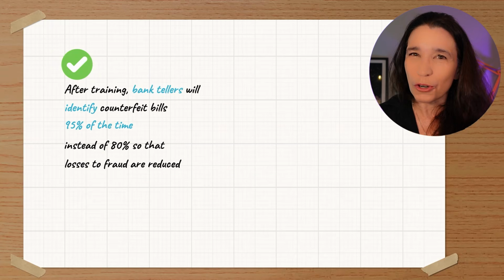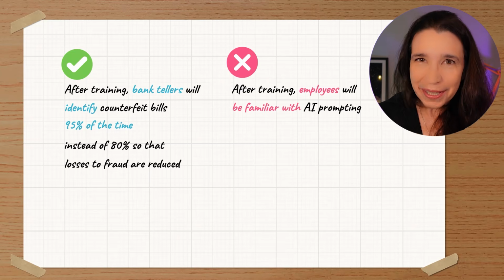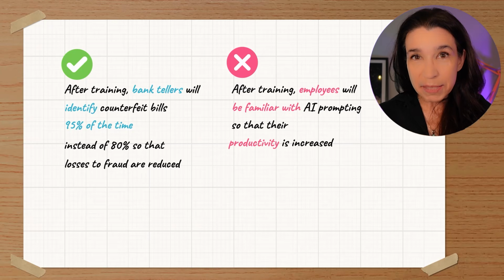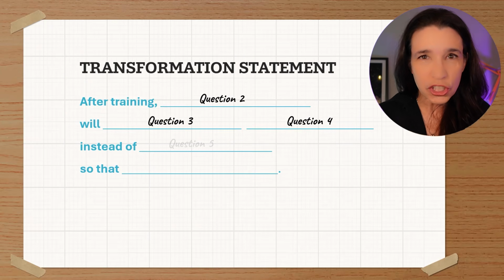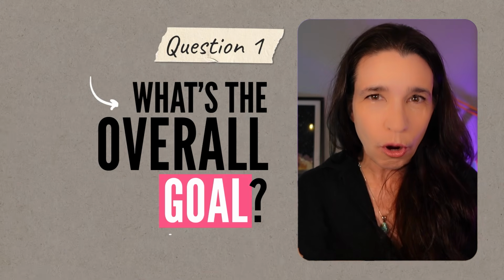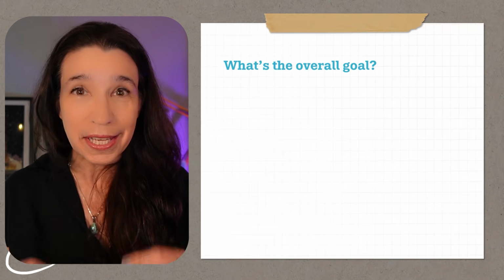That's an easy course to envision, right? It's a lot easier than employees will be familiar with AI prompting so that their productivity increases. Each of these blanks comes from the answer to one of my questions, just like in a game of Mad Libs. And the first question is, what is the overall goal of your course? And there's 3 types of answers that are going to make your life harder than it needs to be.